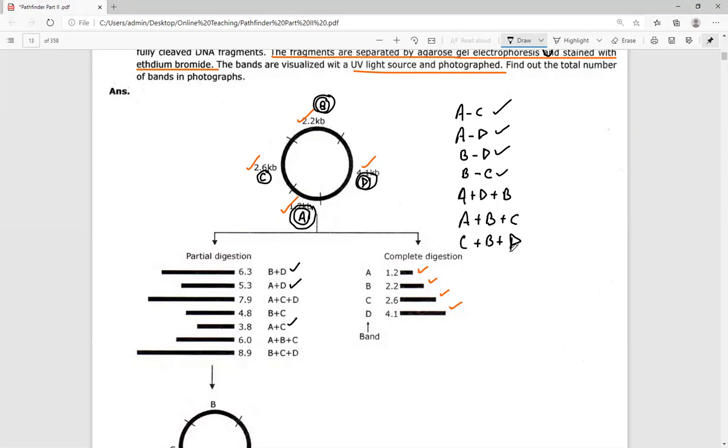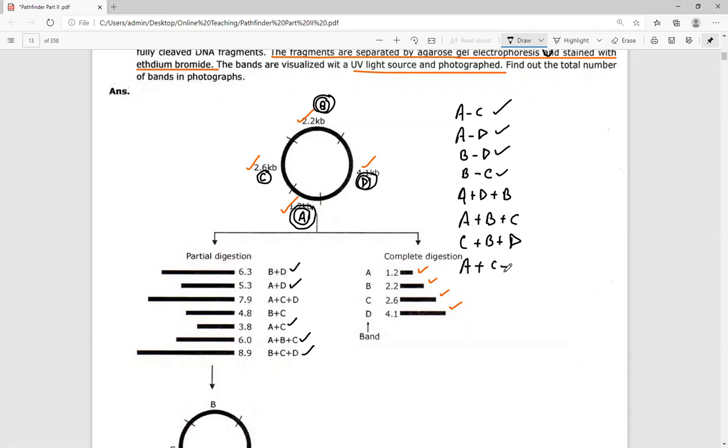Now, these are the different combinations that could be produced. CBD has been produced. ABC has been produced. Can you make ADB? Okay, we can make ADB as well, or it could be A plus C plus D. This could be another combination that could be produced.